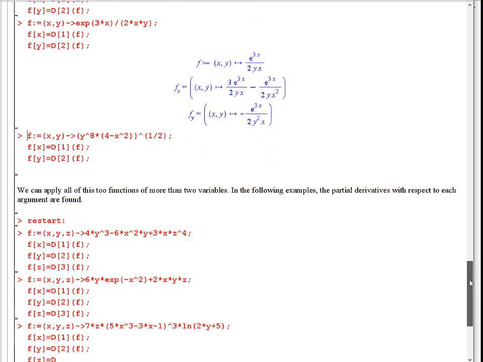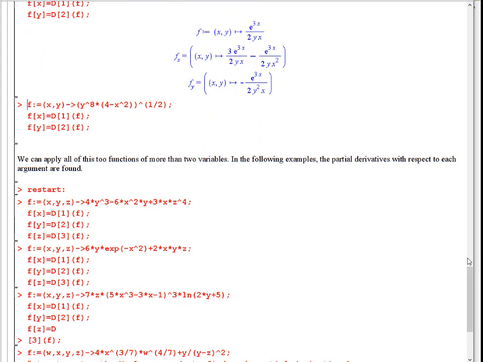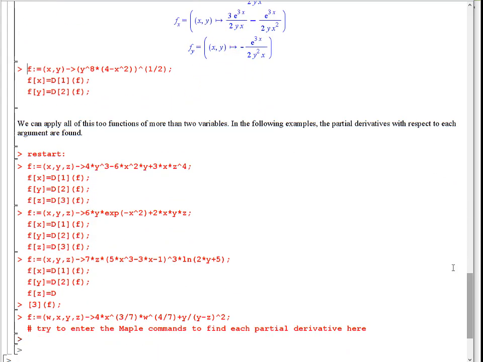So I think maybe 1 or 2 more examples. I don't want to make the videos too long. Now we've done this with 2 variables, it's easy to generalize to more than 2 variables. So here we have an example with three variables. Well, for some reason we're restarting, because we're redefining these functions.